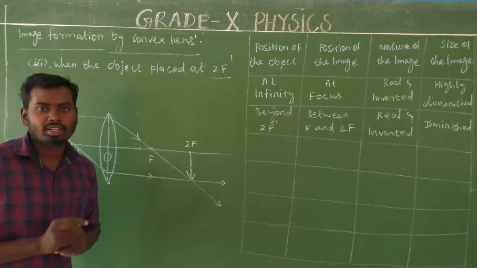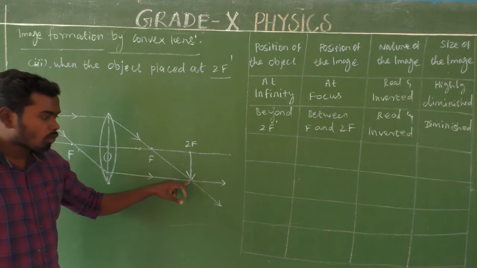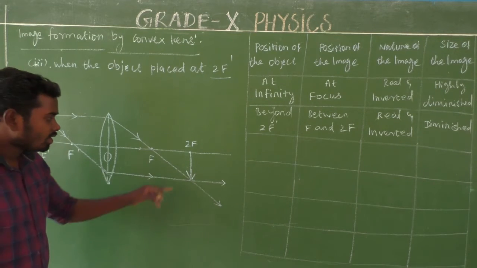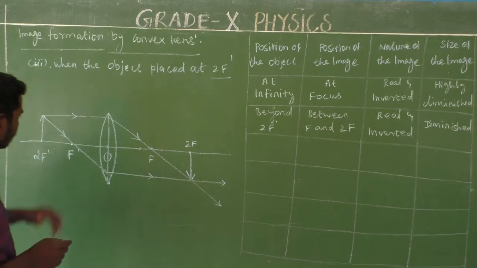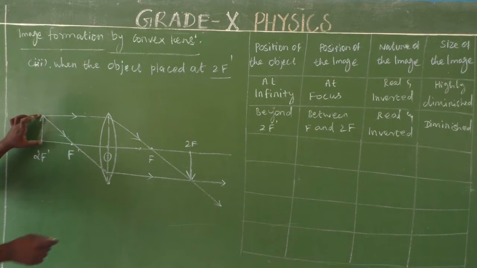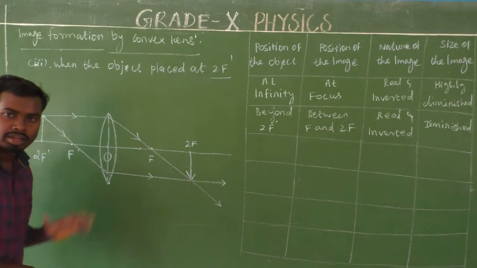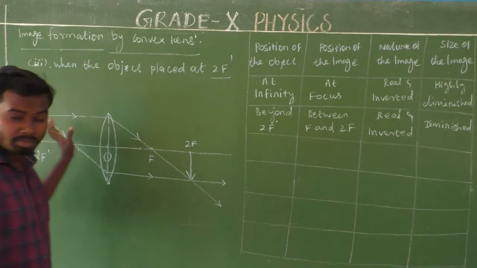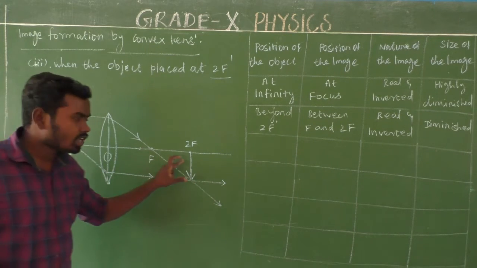Is it clear? So very, very simple, don't get confused. So this is the image position. What is the image position? Image position is 2F on the other side of the convex lens. Yes. Next one, what is the size, sir? Look at here. This image size is equal to this object size. Can you see clearly? Both sides are equal. Object size is equal to image size.